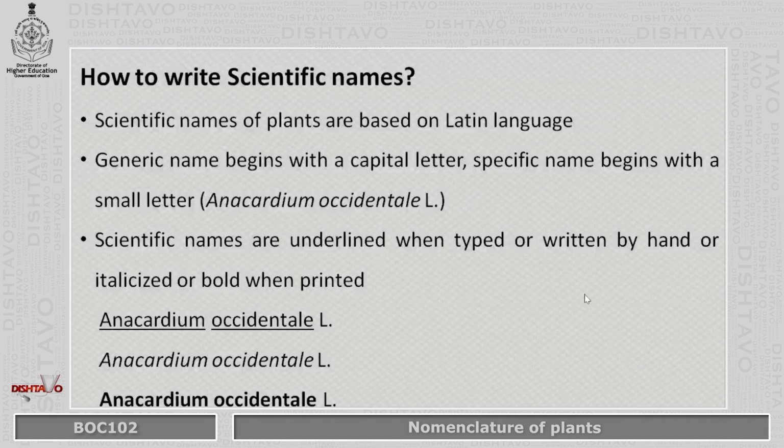How to write scientific names? Scientific names of plants are based on the Latin language. Generic names begin with a capital letter. The specific name of a plant begins with a small letter. Scientific names are underlined when typed or written by hand, or italicized or bold when printed. These are the three different ways by which you can write a scientific name for a species.